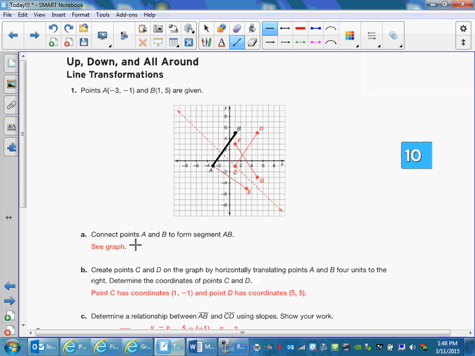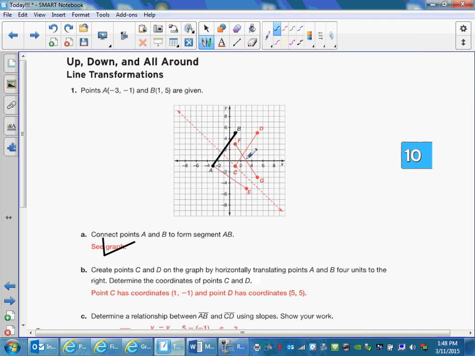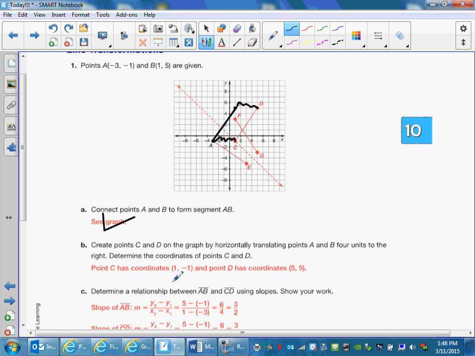Step 1, connect A to B. Step 2, move A 4 to the right to get C. Do the same to B. C becomes (1, -1), and D becomes (5, 5).